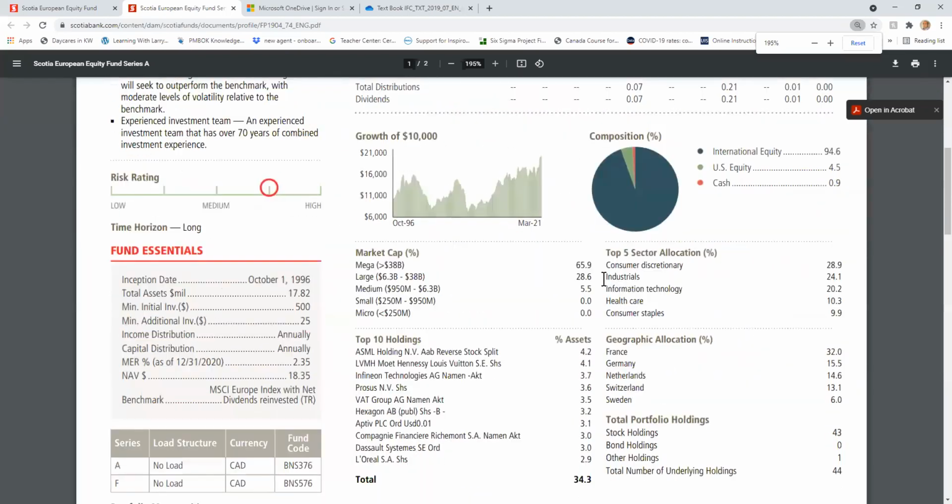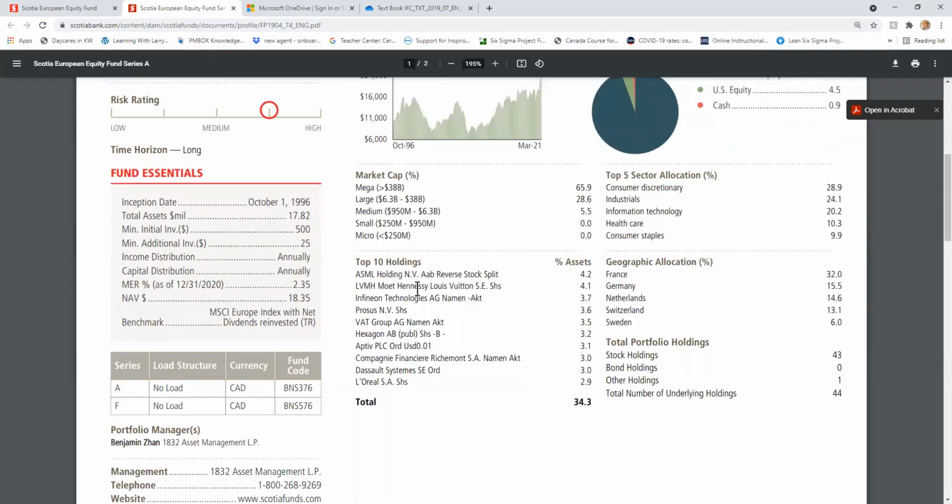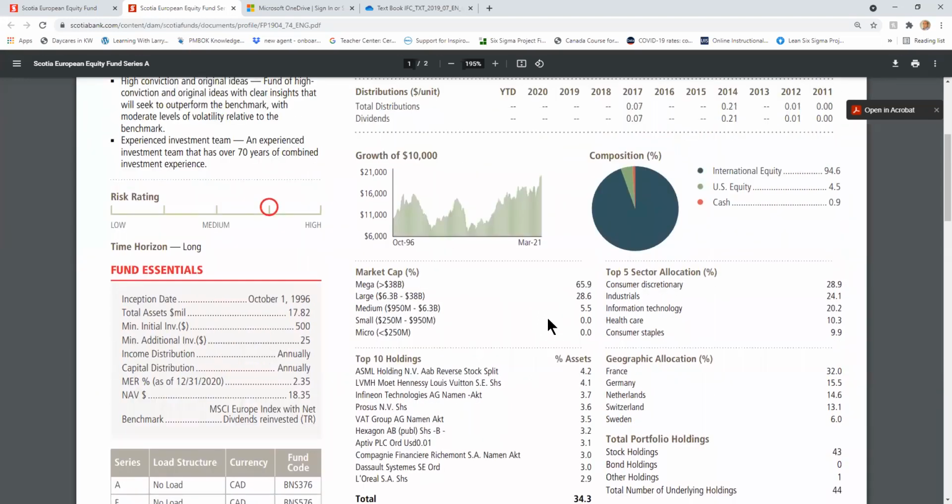And we don't know what these companies are. I don't know what ASML is, and these other companies. You have to look them up and search their website. Hexagon, FTV, never heard these names. L'Oreal, we know, is the makeup company. But otherwise, they're in France, Germany, Netherlands, Switzerland, Sweden, none in Canada, right? So this is your international fund.